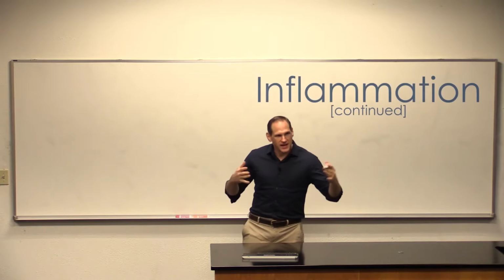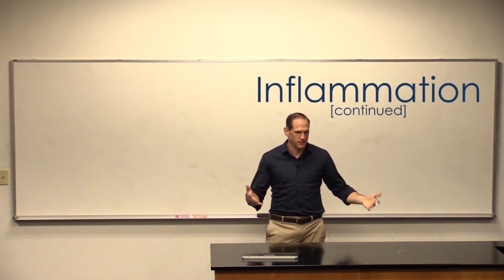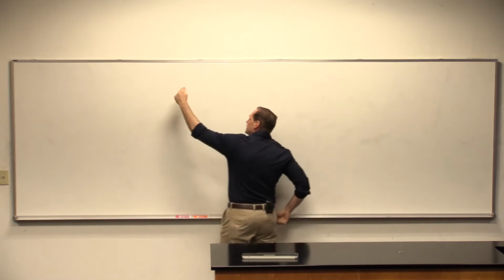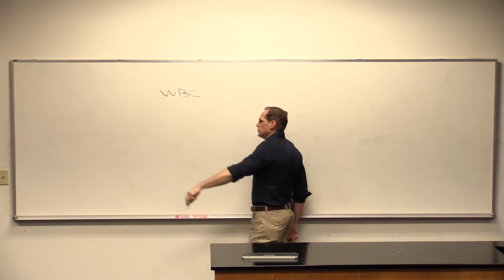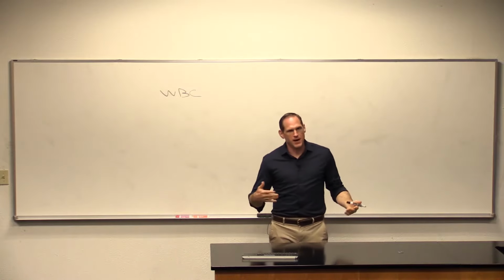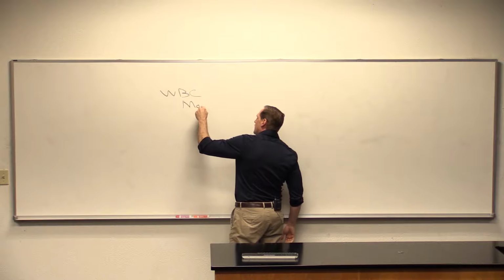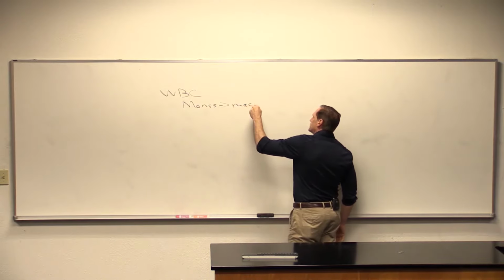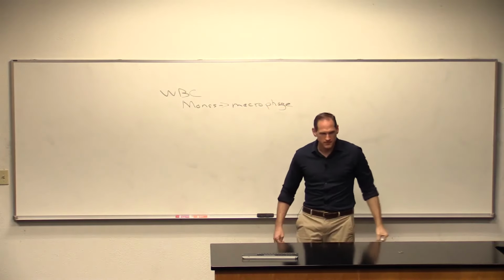All right, so the last time we met, we were just beginning to talk about the cellular components of the inflammatory system. So the very first ones that we had were white blood cells, also known as leukocytes. And the very first one of those we talked about was monocytes. And what's the fully mature version of a monocyte? It's a macrophage.